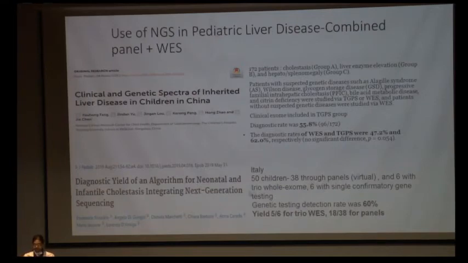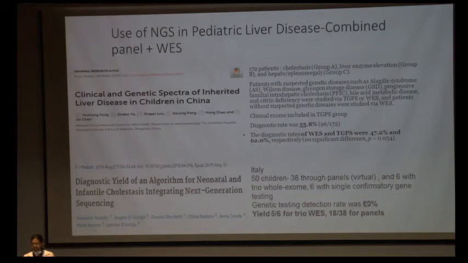Similarly, in Italy, there was a study in which they followed a diagnostic algorithm for neonatal and infantile cholestasis. So in this, they enrolled 50 patients. 38 patients underwent panel testing. In this, they did a virtual panel. So they did a whole exome sequencing, but then they only analyzed a particular set of genes, which they called a virtual panel. So 38 patients underwent panel testing, 6 underwent trio whole exome, that is whole exome along with their parents' whole exome, and 6 did single gene confirmatory testing.